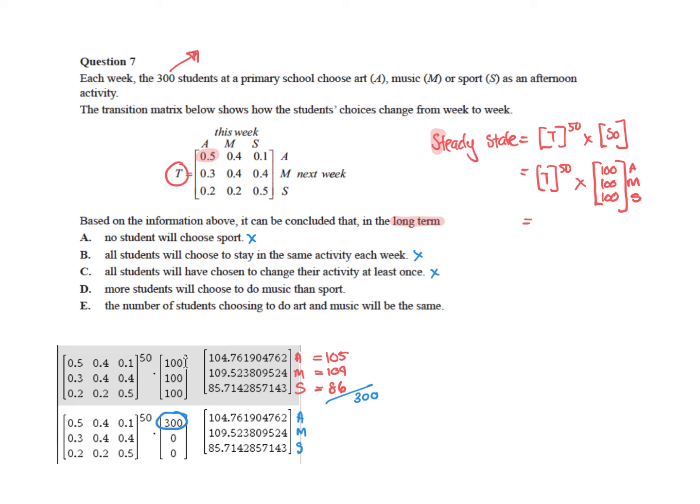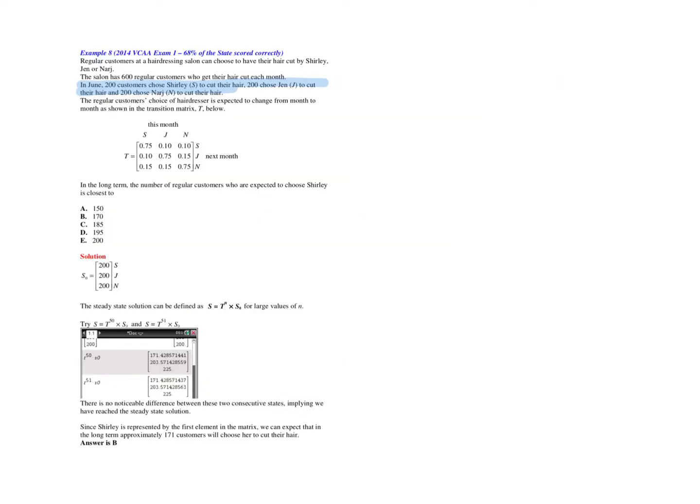So this data does not tell us that, so we're going to say no, we can't be sure. More students will choose to do music than sport. This is true, because we've got 109 doing music and 86 doing sport. That's a good statement. I'm happy to go with that. And if we just check that the last one was wrong, the number of students choosing to do art and music will be the same. Well, that's wrong. We can see that. So we'd say no.